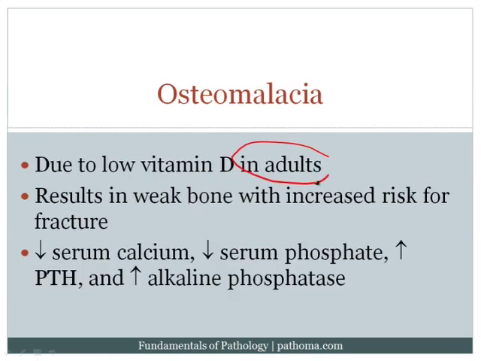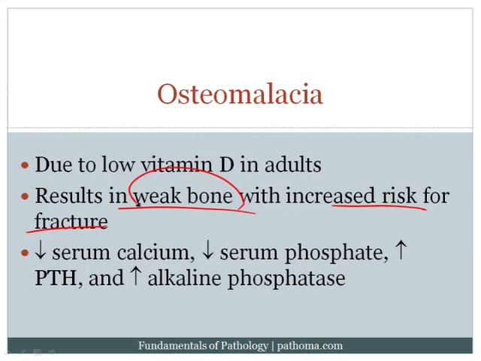If there's a deficiency in vitamin D in adults, we call that osteomalacia. Now, this results in weak bone with an increased risk for fracture. Now, the idea here is that your bone is always being turned over. The osteoclasts are always removing bone, and the osteoblasts are always laying down new bone. And so imagine that if the osteoclasts are removing bone, and the osteoblasts are laying down bone, but it can't be mineralized, then you're going to end up getting weak bone, which can fracture.